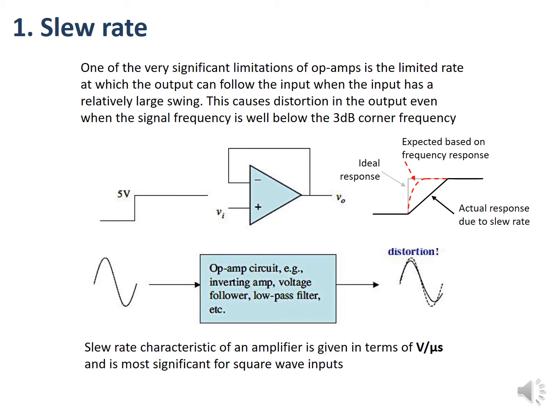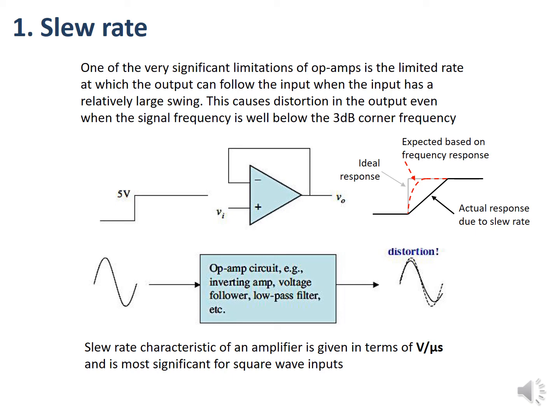So the slew rate is one of the most important limitations of an op-amp, and it's essentially the limited rate at which the output can follow the input when the input has a relatively large swing or a relatively large change, and this causes distortion. So if you think about a square wave input, for example, that has almost an infinitely fast, sharp rise, in fact the output will struggle to follow that very fast rise. So instead of getting a perfect square wave, what you tend to get is a triangle wave, or it'll cut the corner of the output.